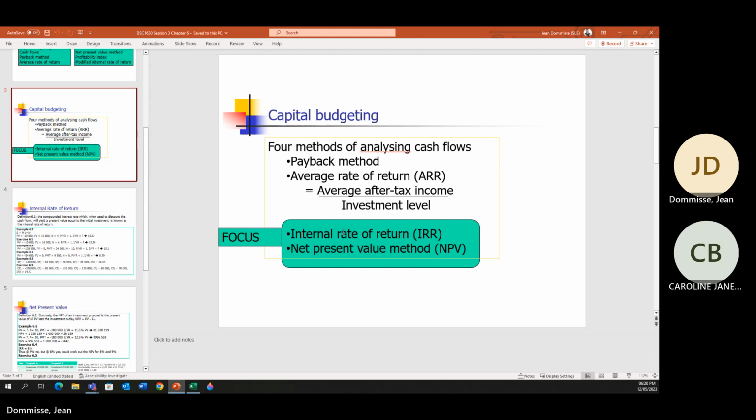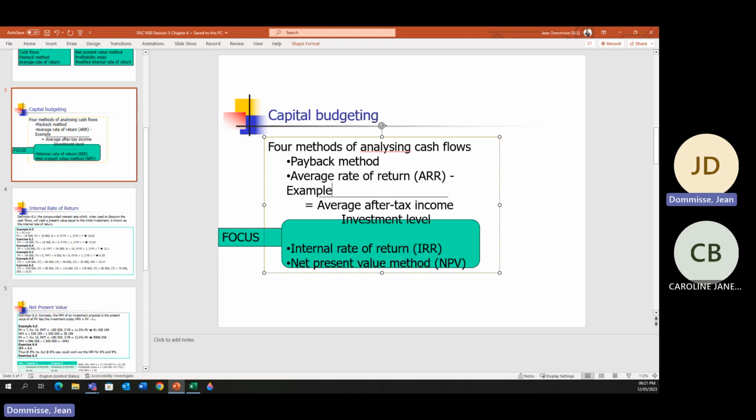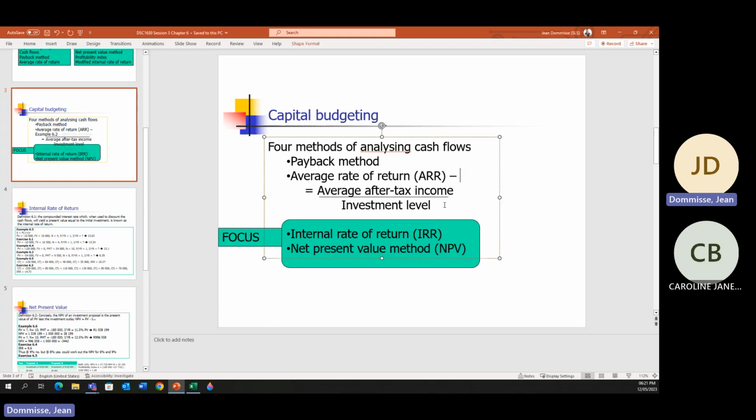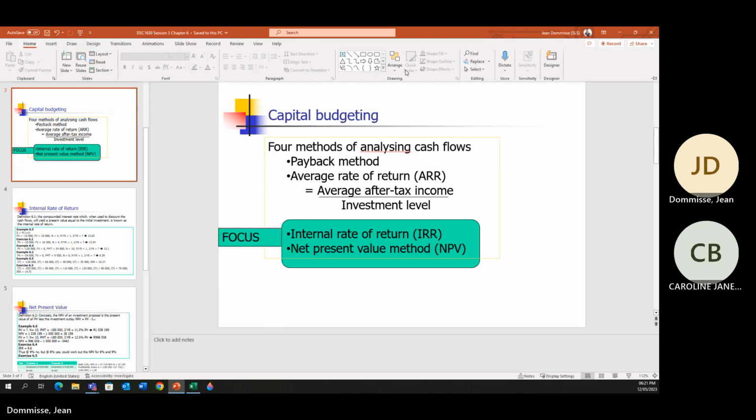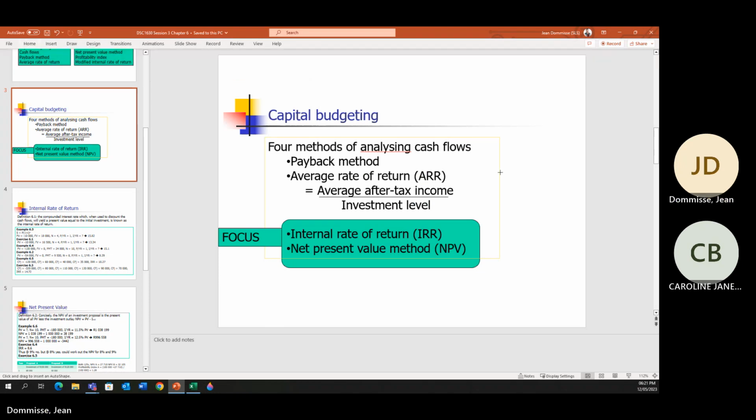So if you're struggling with the average rate of return, example 6.2 will be a good one to look at. Let's just add it here as an extra.